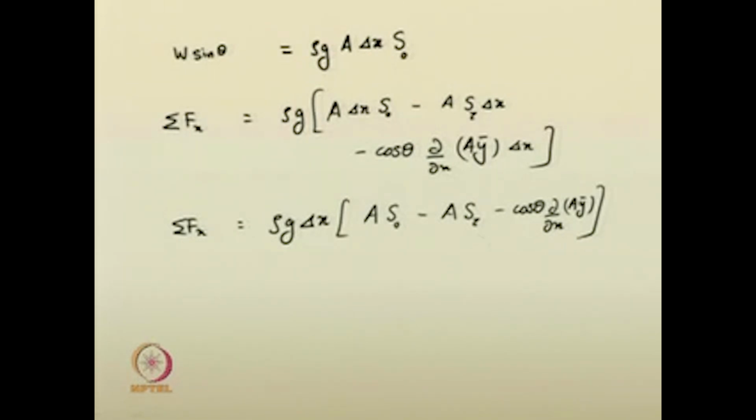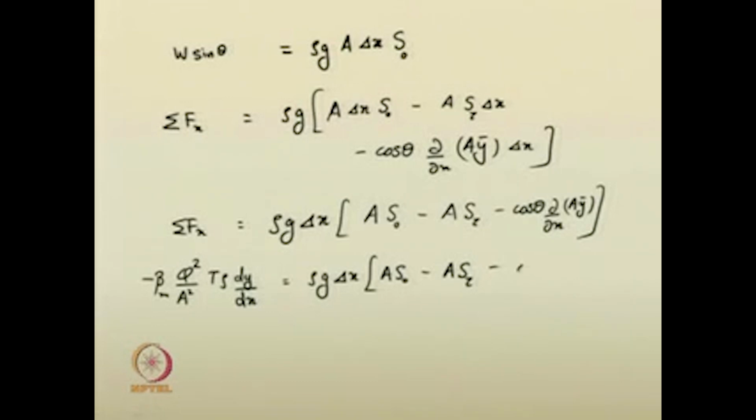You see here, I can take the quantity now as sigma Fx is equal to minus beta m Q squared by A squared T dy by dx, which is equal to rho g del x, A S 0 minus A S f, minus cos theta dou by dou x of A y bar.